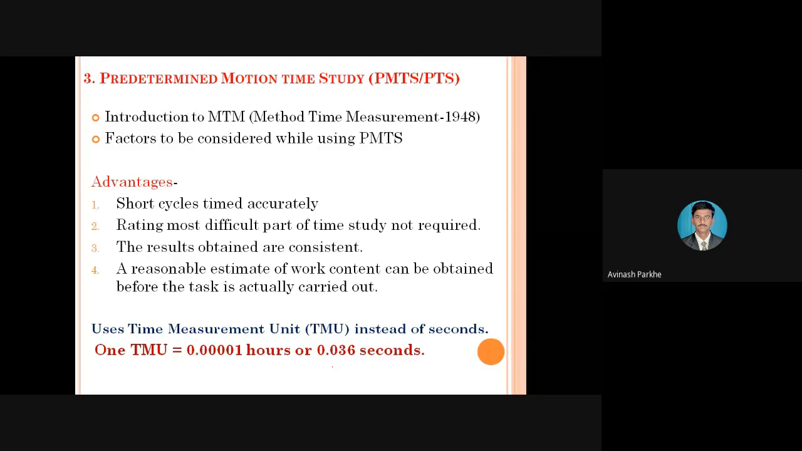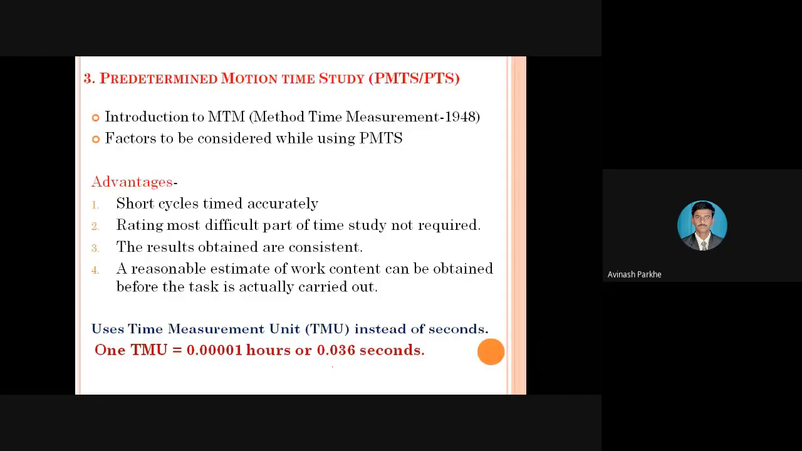It is also called PTS. PTS means predetermined time standard. The meaning of PMTS and the meaning of PTS, both concepts are the same. Predetermined motion time study, PMTS, and PTS means predetermined time study or predetermined time standards. So this is the third technique of work measurement, which is also used to measure the time.